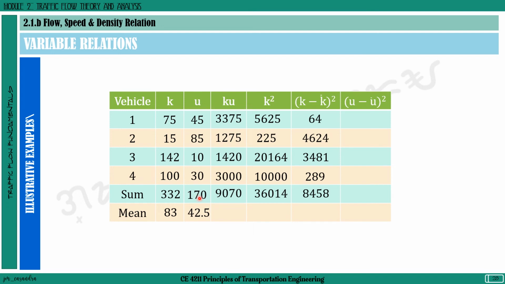For U, individual values of U minus U bar squared. So we have for value 1, that will be 6.25, 1806.25, 1056.25, 156.25. So our sum is 3025. Okay. So for our solution, take note from the table, K bar is 83, U bar is 42.5, summation of K squared is 36014, and summation of KU is 9070.